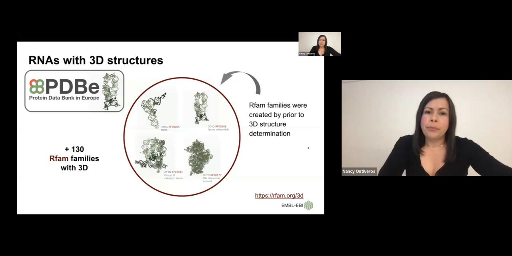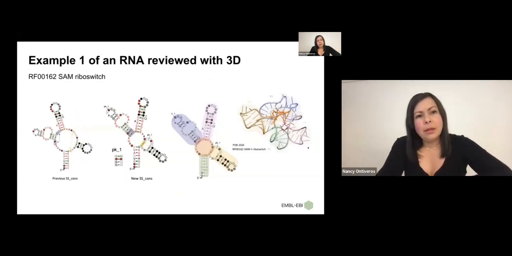One of these is family 162, the SAM riboswitch. You can see that in the previous secondary structure for this family, we have a big loop in the center of the secondary structure. After we reviewed it with the structure that was reported in PDBe, we found that there were base pairs that were not reported. We also now have information about regions that are not well reported by secondary structure prediction. There is this thing that we call here a pseudoknot. So this kind of information can be integrated now and make a more accurate structure for the SAM riboswitch.